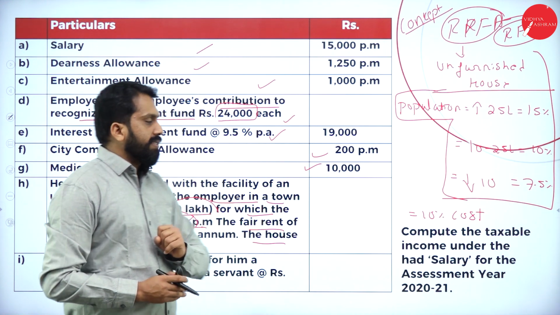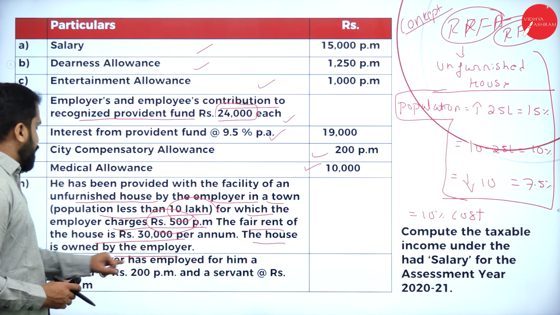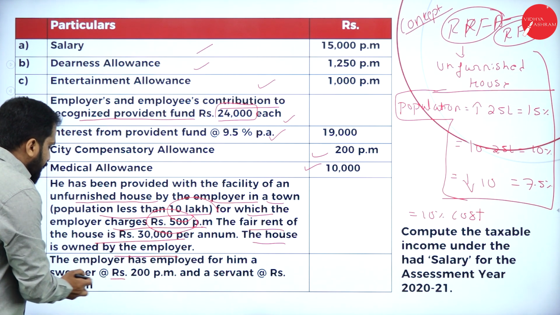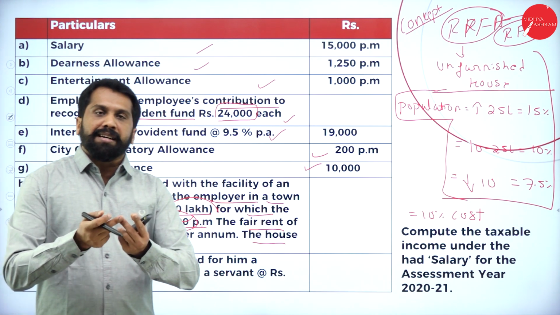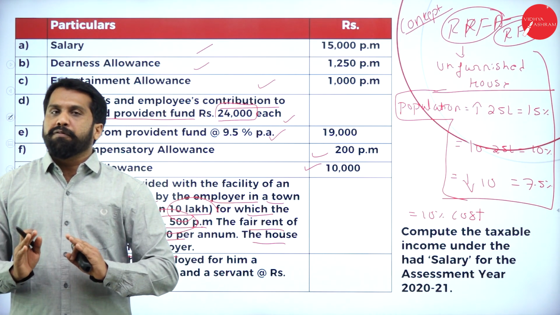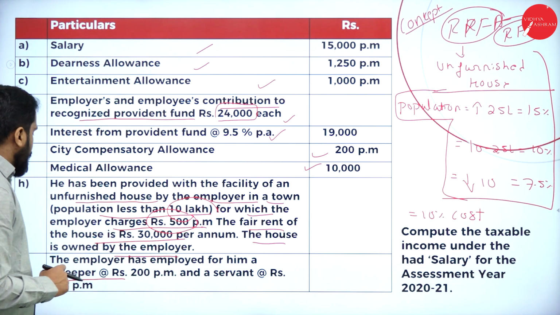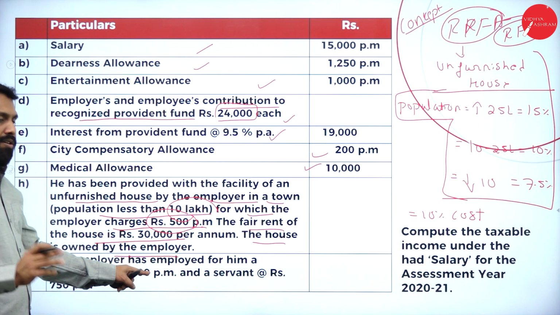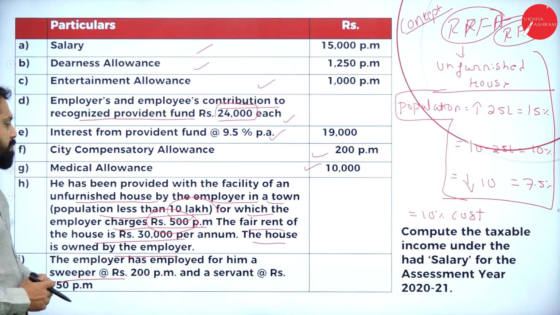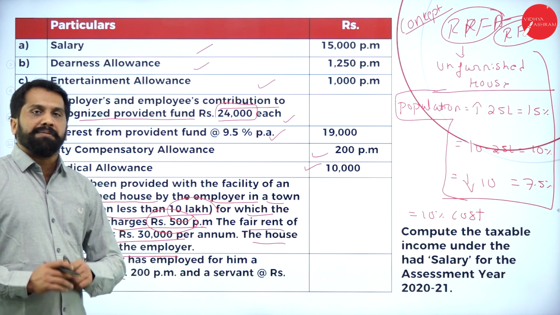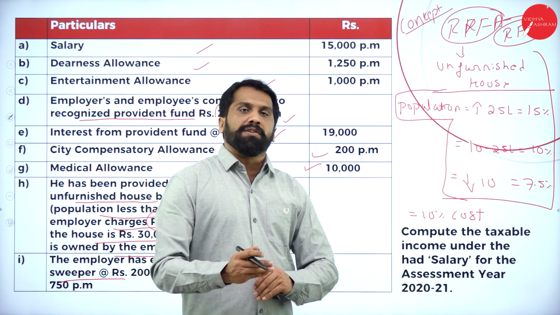Clear? Yes. Now, this is done. The employer has employed a sweeper for him. They have given you a sweeper also. Sweeper, servant, gardener, irrespective of number, multiply and write. No exemption for that. Now, sweeper 200 into 12 taxable. Servant rupees 750 per month into 12, it is taxable. Clear? Yes. Now, we're done with all the concepts. We'll go for the answer.